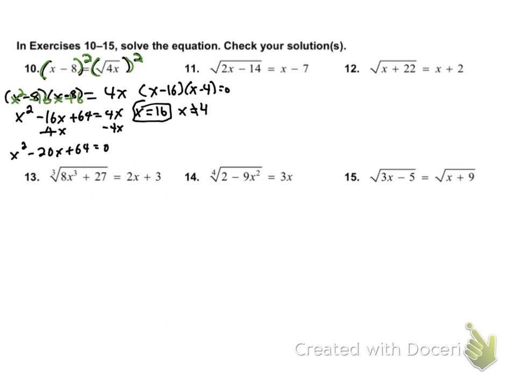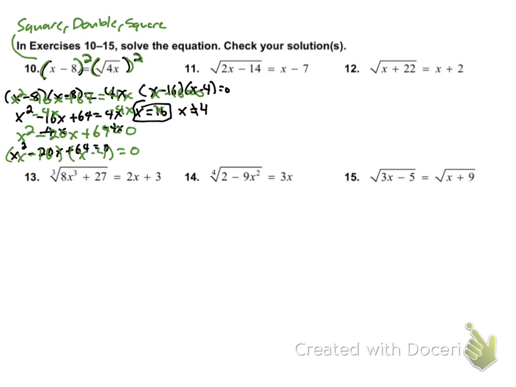All right. Oh yeah, they do equal each other, so they both equal 8. You plug in 16 for both of your x's, they both equal 8. Yep. So 11. Again, we got to square both sides.